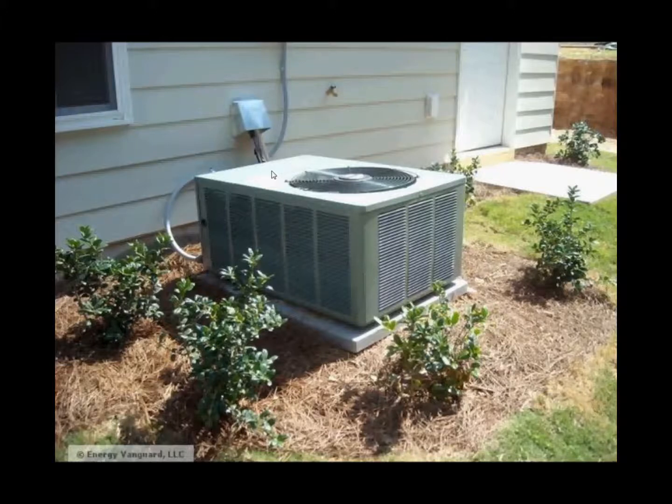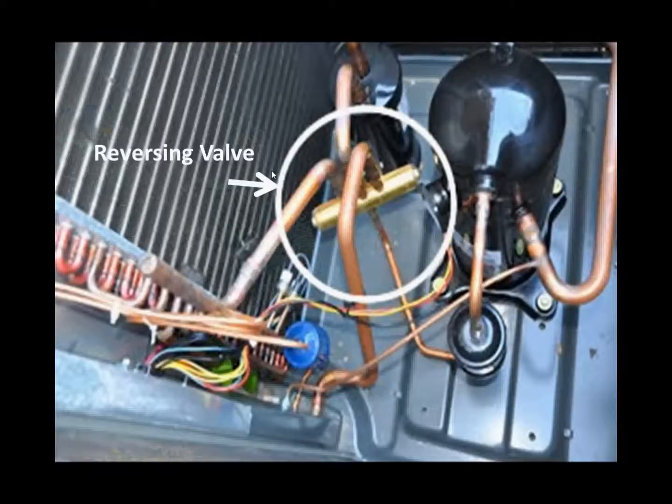Okay, let's go to the next slide. Here, looking down in the top of the unit, you can see the reversing valve. It's got the drawn ring around it. There's the long tube thing, and the other pipes go into it.